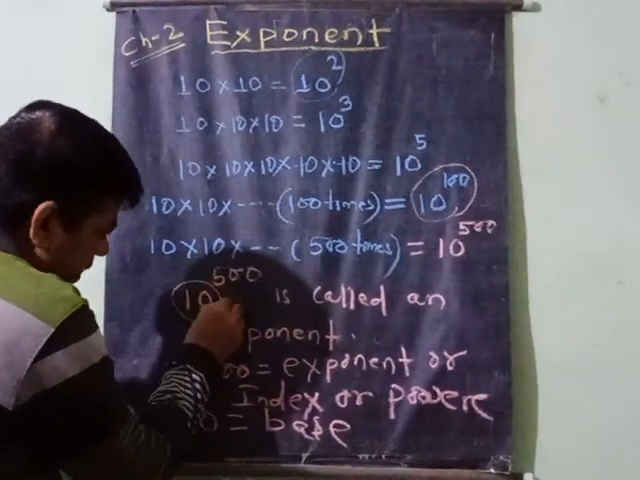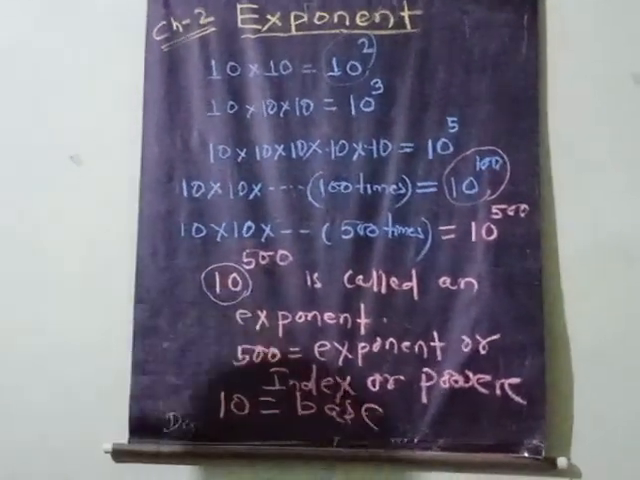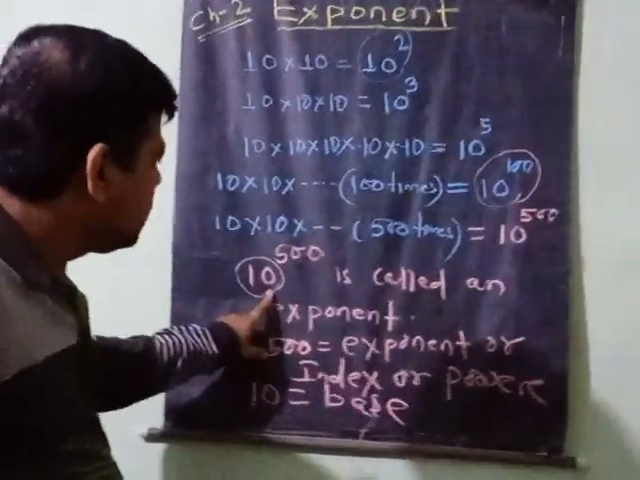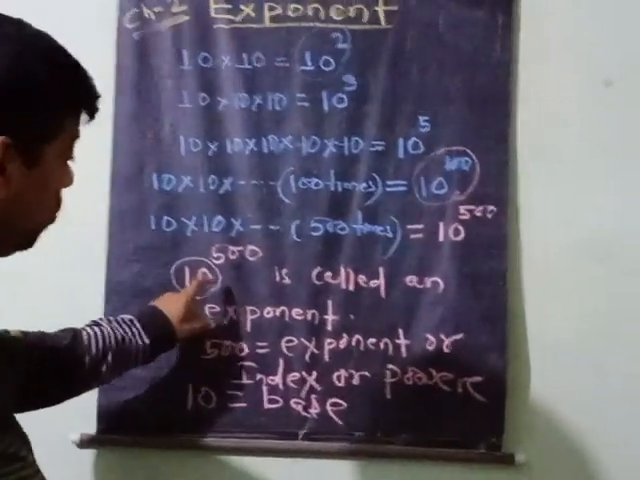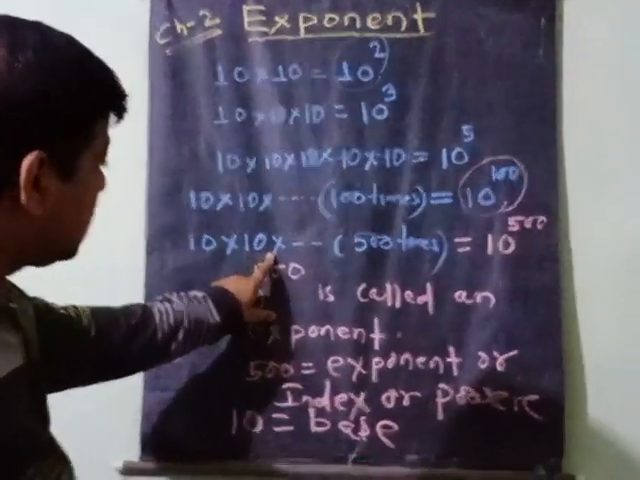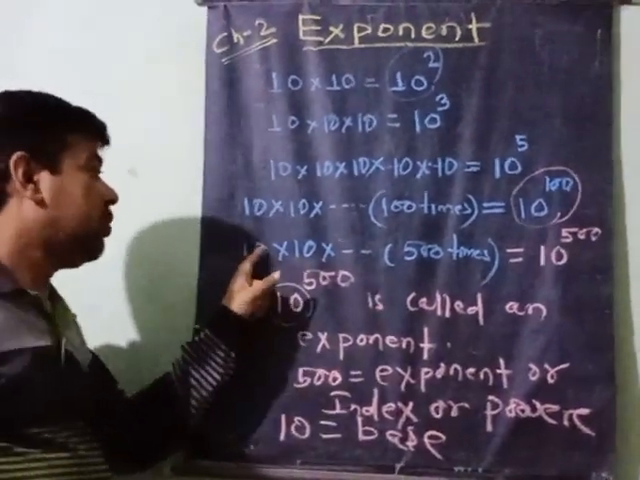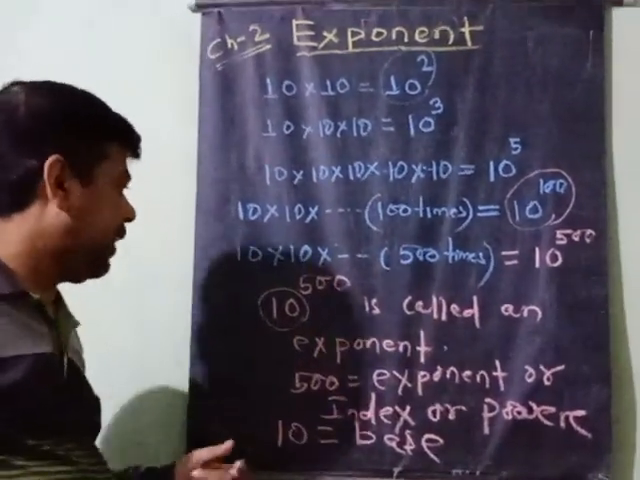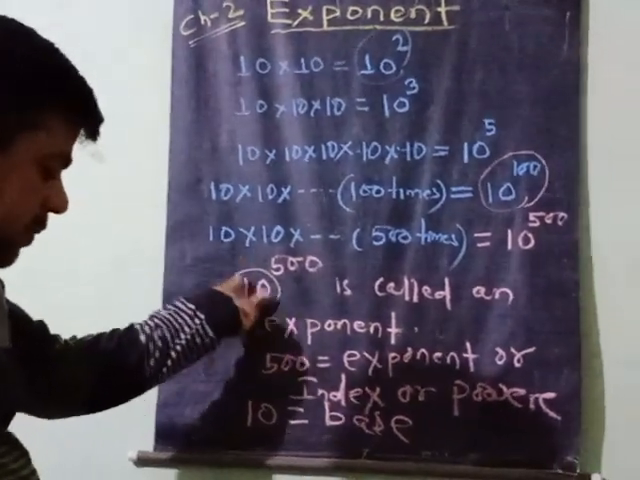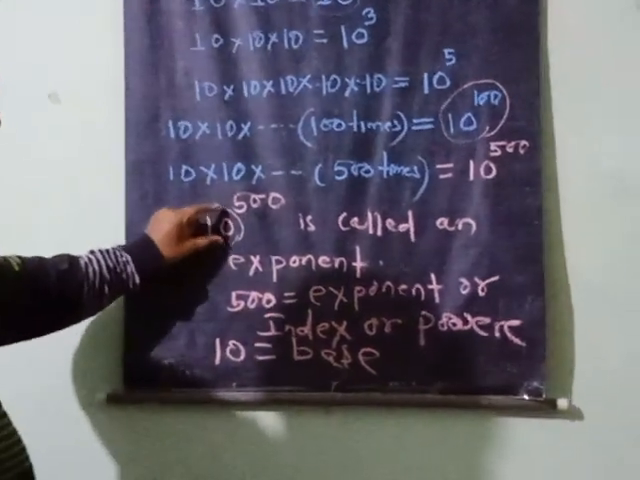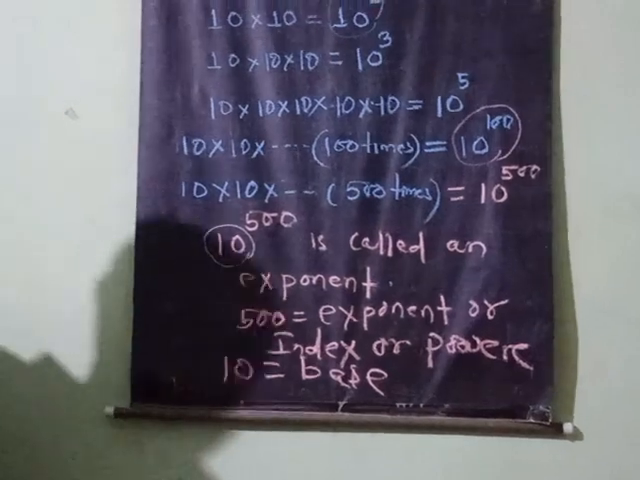So what is the base then? The base is a number which is being used in the expression of the multiplication. You are multiplying 10 into 10, up to how many? 500 times. So this number 10 is being used. It is the number we are going to multiply. Is it clear?